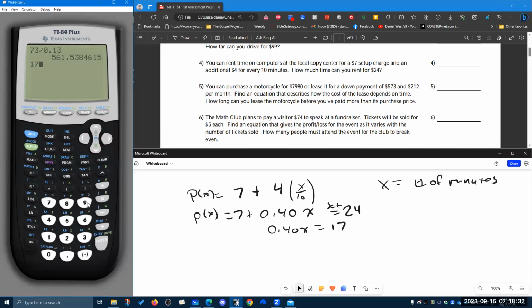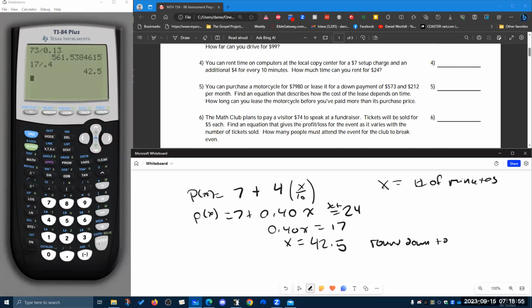$17 divided by 0.4. We should be able to get about 40 minutes, right? Because we have to go in increments of 10. We can't buy that block that gets us from 41 minutes to 50 minutes. Since we're buying in blocks of 10, we have to stay at or below 40 minutes.